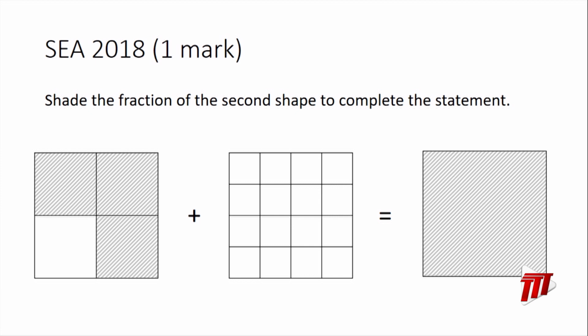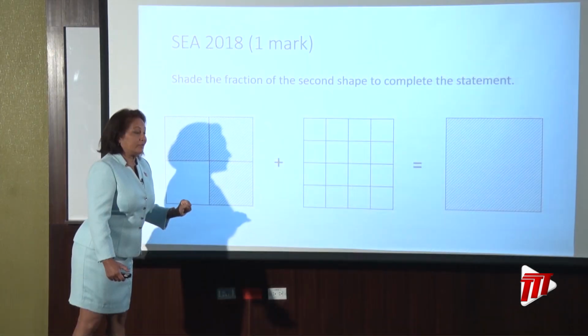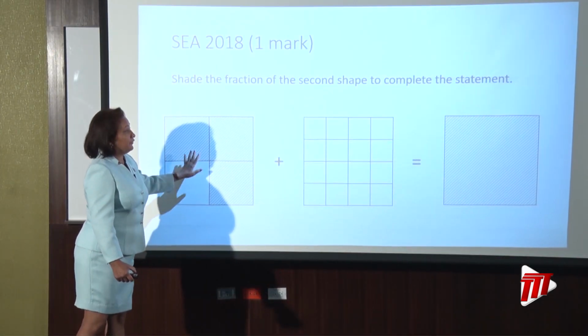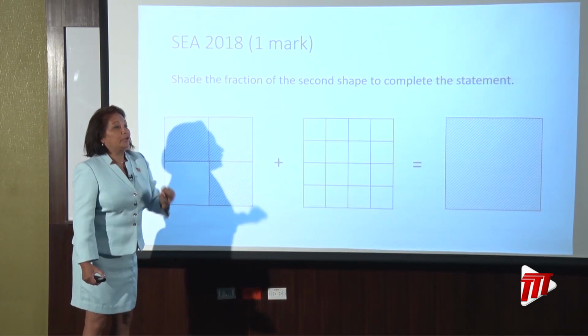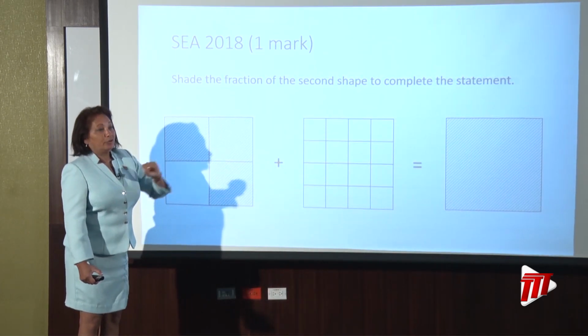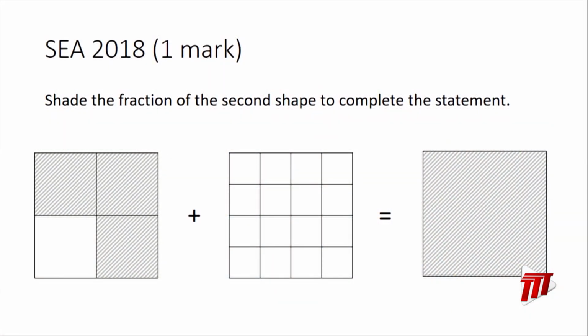So this is a statement. It's a mathematical statement. And this plus something would give me that shape at the end. The shape at the end, you have the whole thing being shaded. So you have this partial shading. Some amount has to be shaded in the second shape to give me 1 whole.